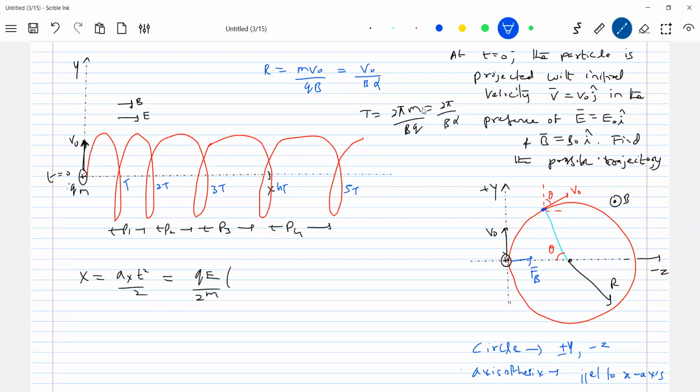At t equals 0, it will be at the origin. After every one revolution, the particle touches the x-axis. Here, this is what happens. At t equal to 0, after one revolution, it touches the x-axis. Again, after one revolution, it touches the x-axis here. So shall I write t in terms of n times T only? Okay, and what is the time period of revolution? Substitute this value, you are going to get the x coordinate.